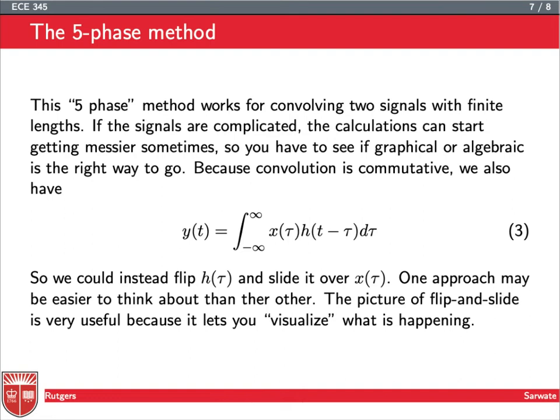The same 5-phase method works for convolving any 2 signals with finite lengths. If the signals are complicated, of course, the calculations can start getting messy. So sometimes you have to draw it out, and you can see better what's going on, and maybe you can get the algebra to simplify a little bit. And sometimes it's better to flip h and slide it across x. Since convolution is commutative, you can do this either way: you can compute x star h or h star x. With the calculus, it might be easier to visualize one versus the other, or easier to think about the calculation you have to do with one versus the other.